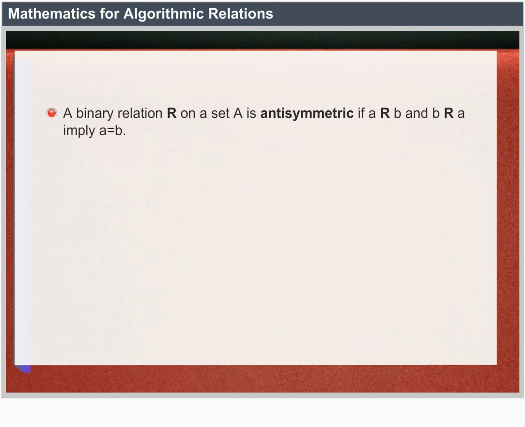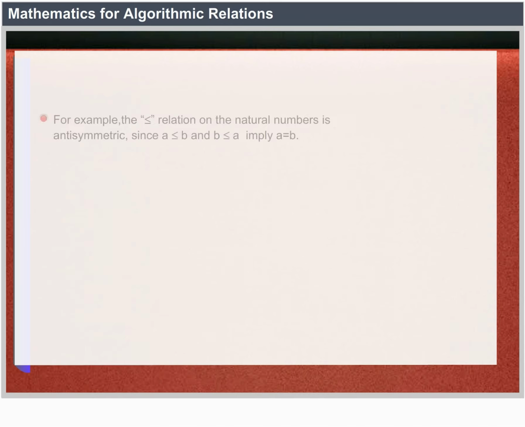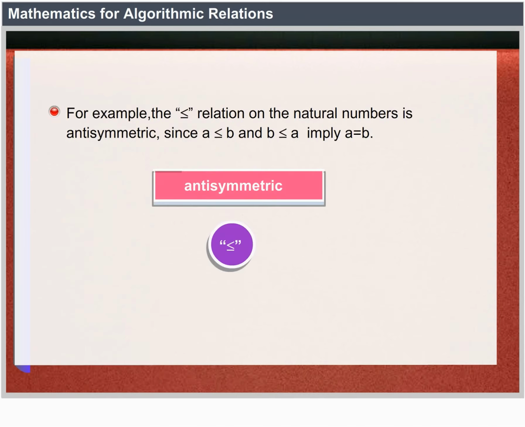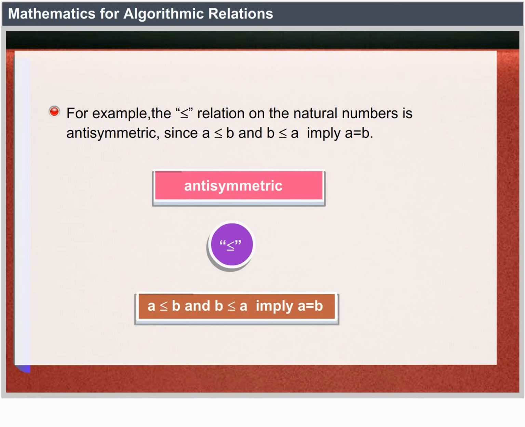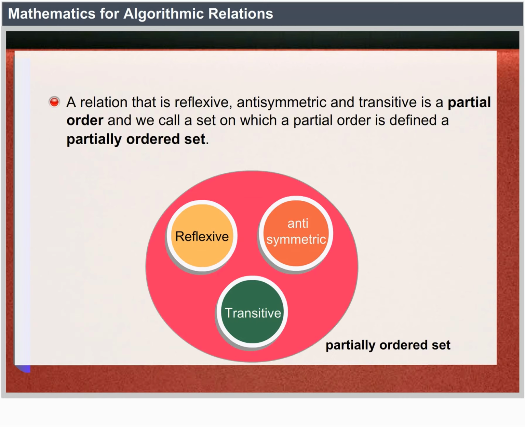A binary relation R on a set A is antisymmetric if aRb and bRa imply a equal to b. For example, the less than or equal to relation on the natural numbers is antisymmetric since a less than or equal to b and b less than or equal to a imply a equal to b. A relation that is reflexive, antisymmetric and transitive is a partial order, and we call a set on which a partial order is defined a partially ordered set.